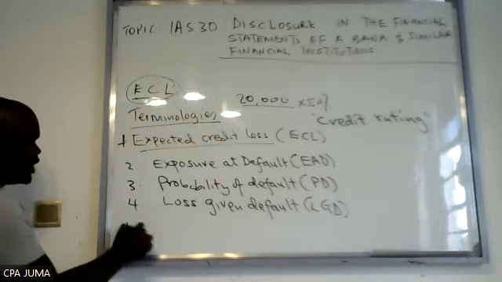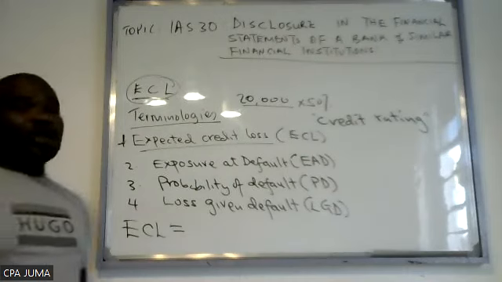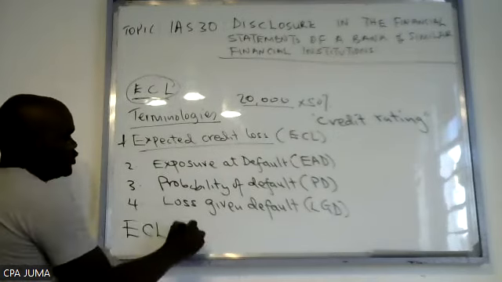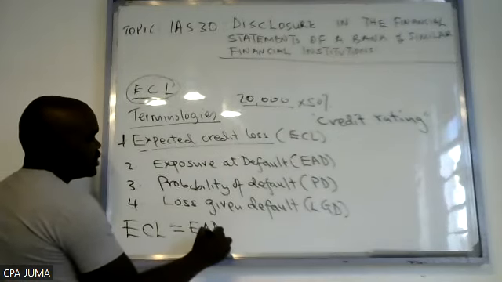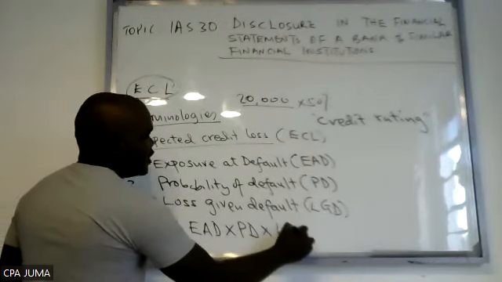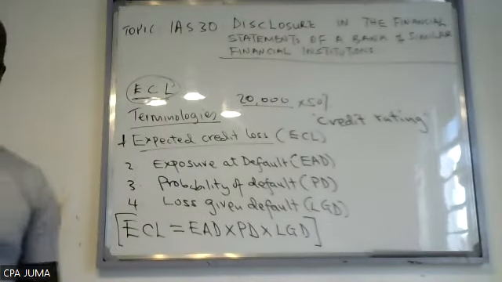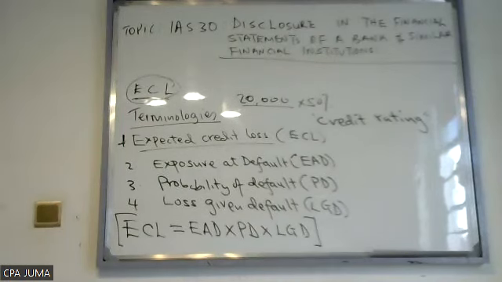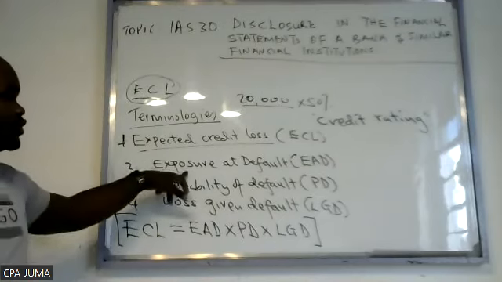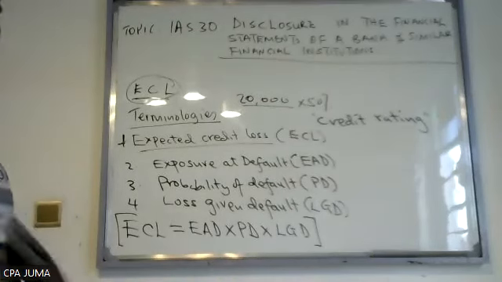So down there you say expected credit loss is equal to, when you want to get the total amount which should be considered as doubtful debt, the exposure at default times the probability of default times the loss given default. Like that. That is how you calculate the expected credit losses. You take the amount which was exposed to the losses or default, times that probability, times the loss given default.